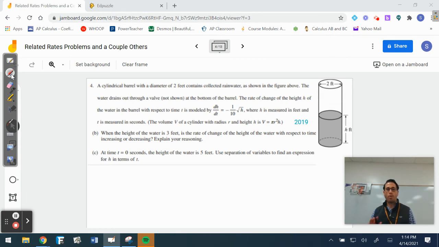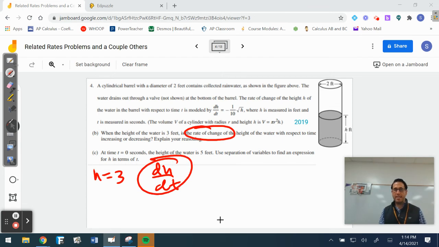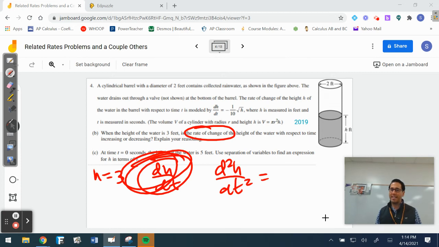All right, part B. When the height of the water is 3 feet, h is equal to 3, is the rate of change of height, dh/dt, increasing or decreasing? What's interesting about this is they ask if the rate is increasing or decreasing. Well, we want to know if the derivative is increasing or decreasing. Hopefully that's a hint that you have to find the second derivative.